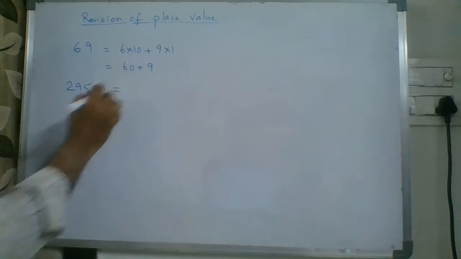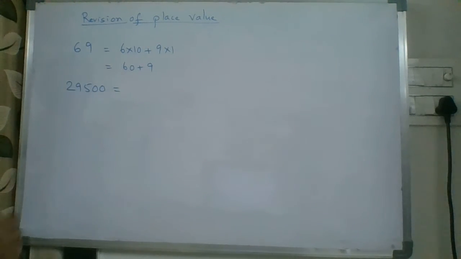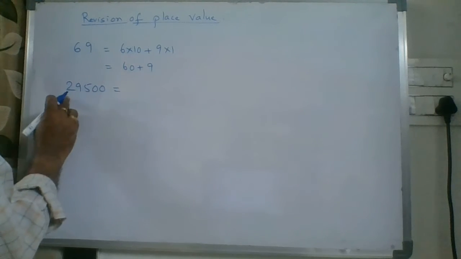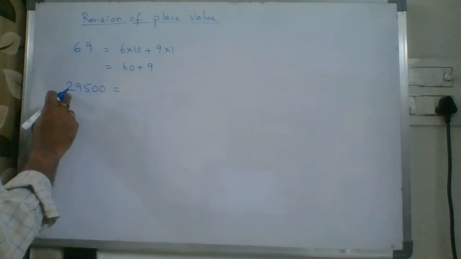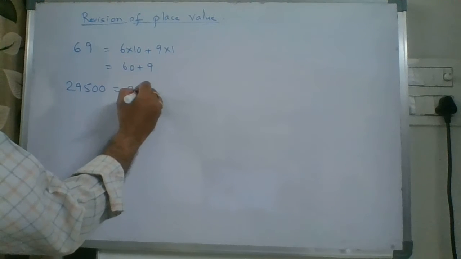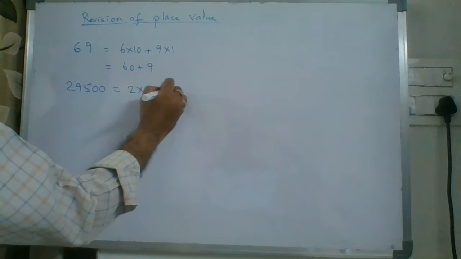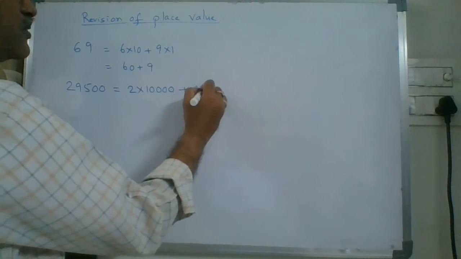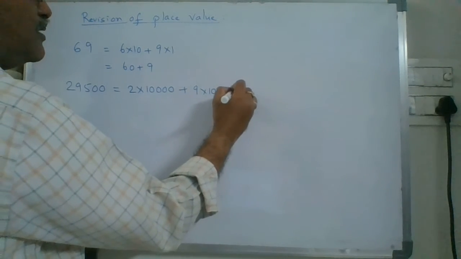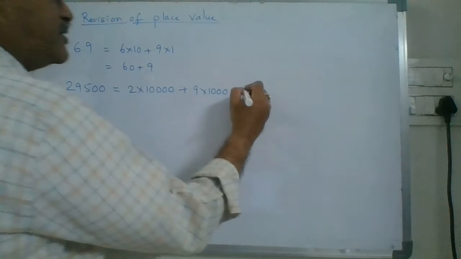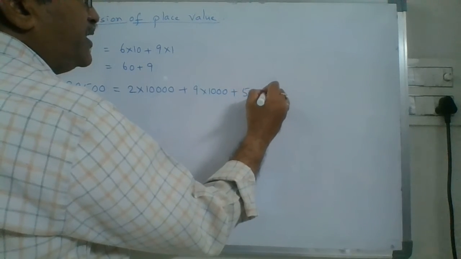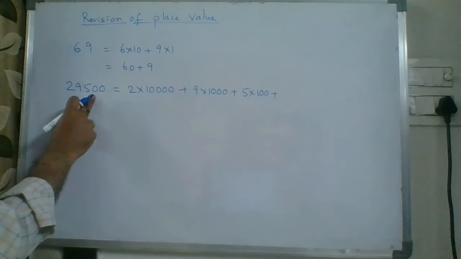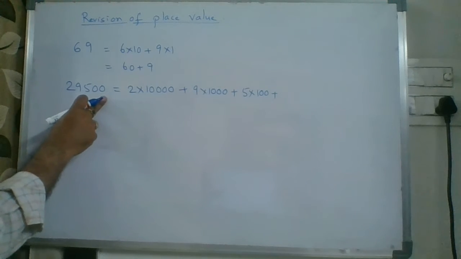Another example, I'll take 29,500. Okay, 29,500 can be written as: 2 is in ten-thousands place, so 2 into 10,000, plus 9 is in thousands place, so 9 into 1000, plus 5 is in hundreds place, so 5 into 100, plus 0 is in tens place and 0 is in ones place.